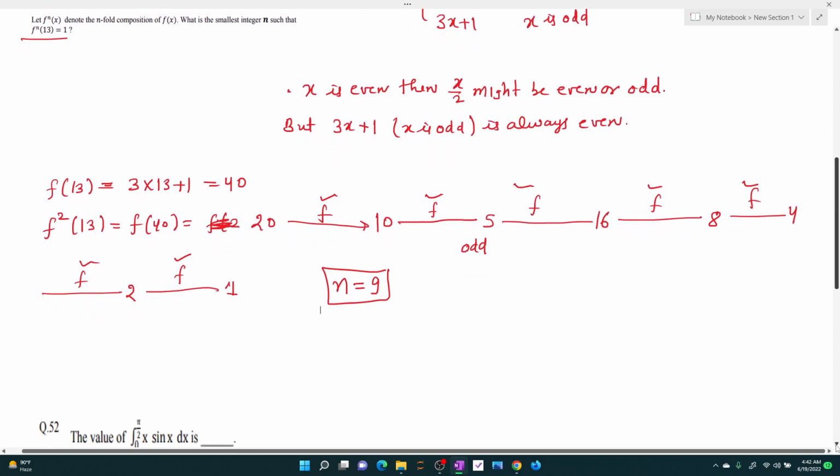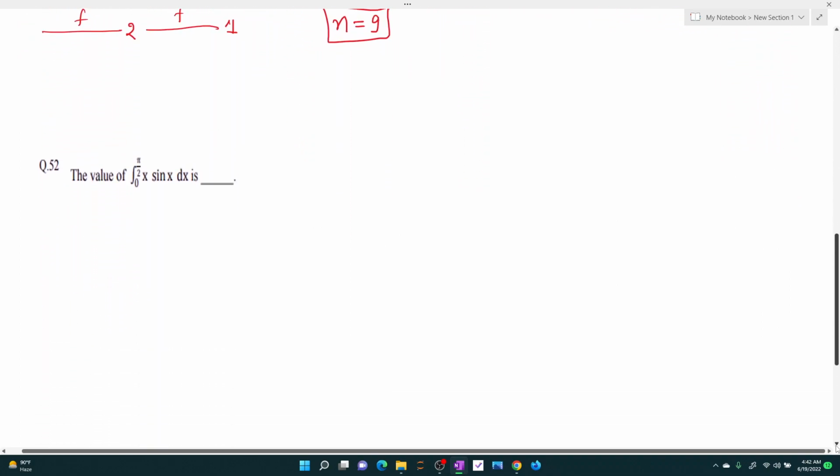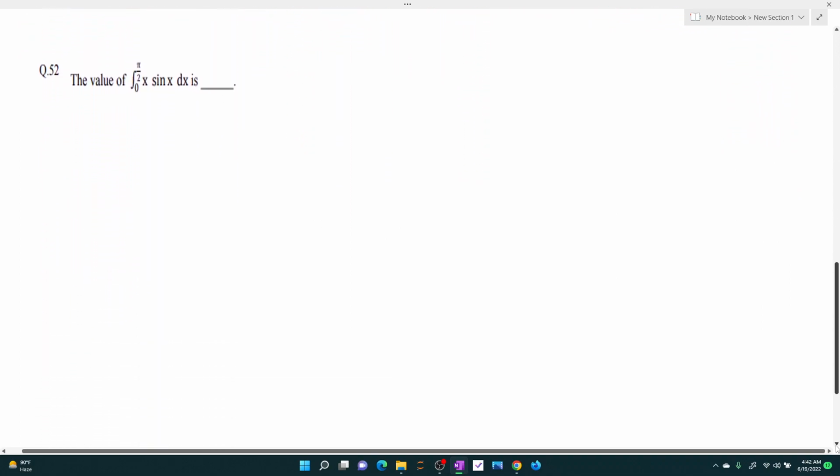Okay, then let's move to the next one. So in this case, we need to solve an integral. And here the function is, I need to find out the integral within the limit 0 to pi by 2, and the function is x multiplied with sine x, right?